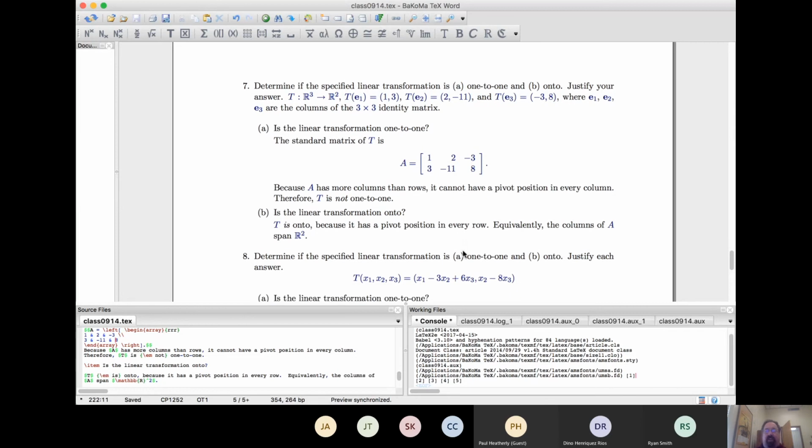I mean, if you're not sure, then you go ahead and perform a row operation and be sure that way. But it's telling you what the outcome of that will be. You have a pivot position here and another one here. Pivot position in every row. It is onto.